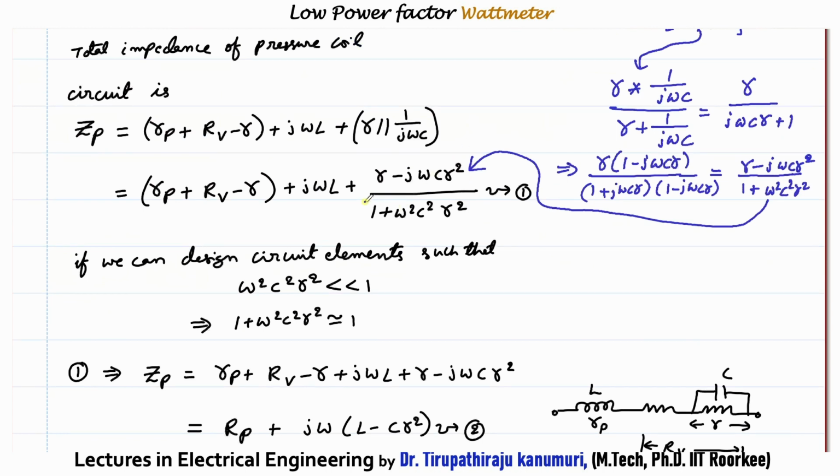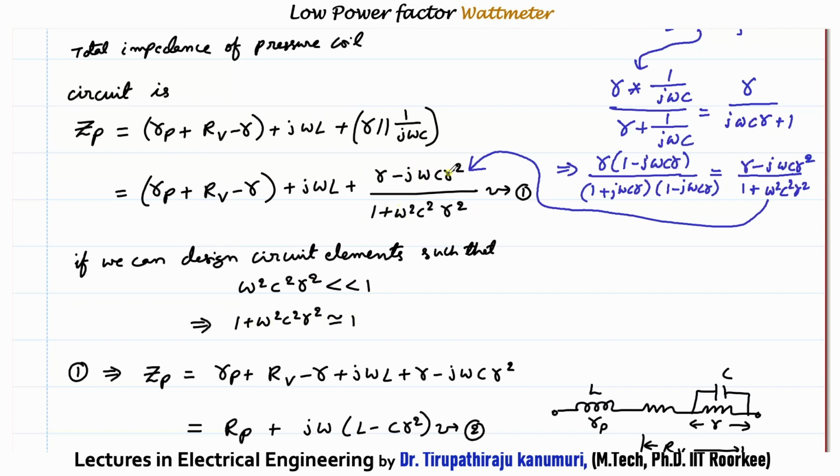So now I want to remove this denominator term. While designing the element, I will design it like that: if omega square C square R square is far less than 1, because the value of capacitance will generally be in microfarads, a very small value. Even the value of the small r across which we connect will also be very small, less than 1 mho. So this value is very small. So then I can take 1 plus omega square C square R square as approximately equal to 1. So this entire denominator part I am taking as equal to 1.